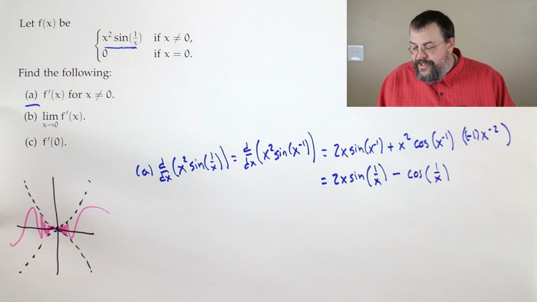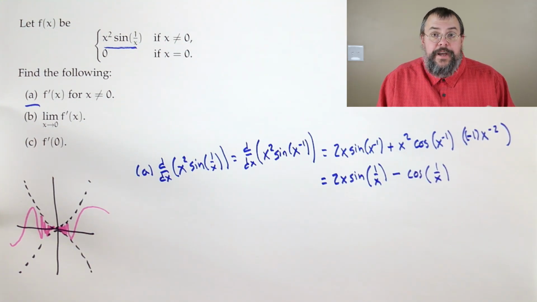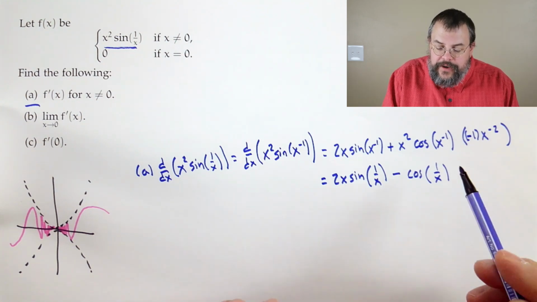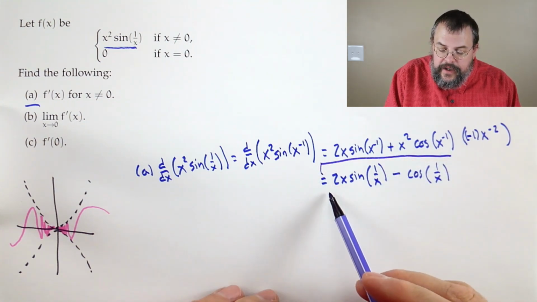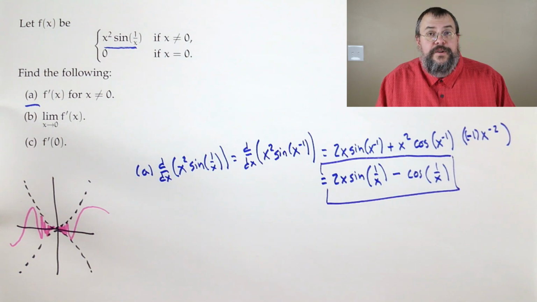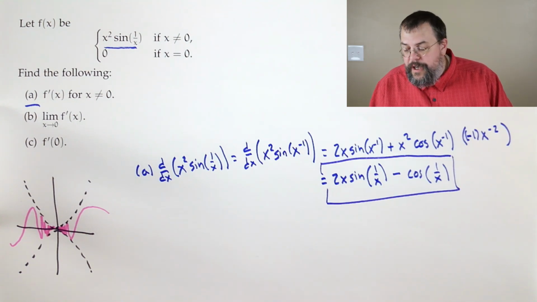Okay, so now that's part A. We're done with part A. We found our derivative. Here it is. Interesting stuff. Well, let's look at part B.